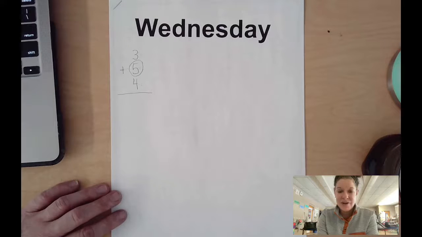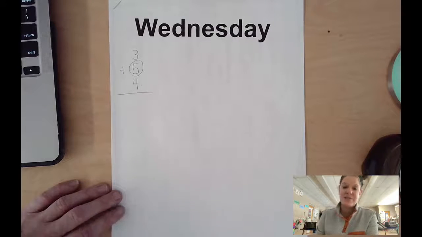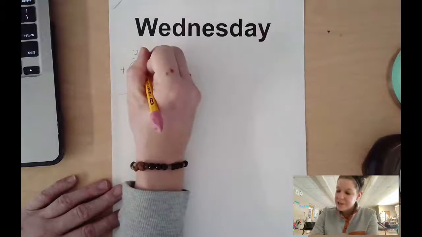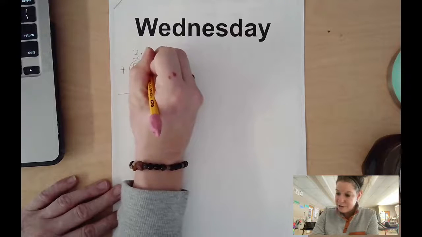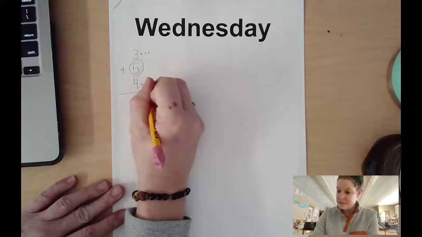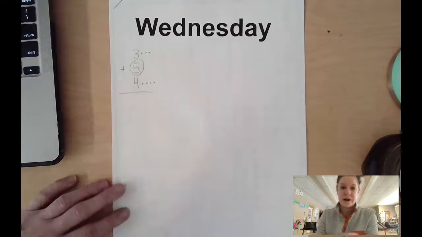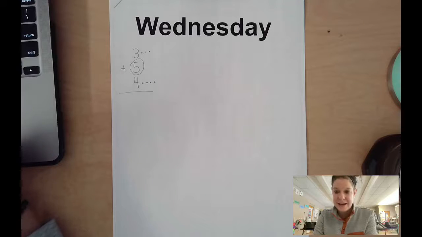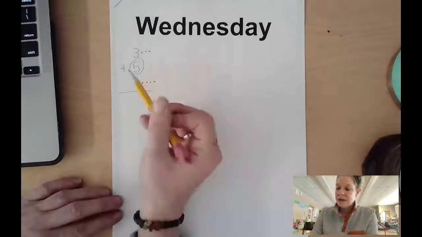Now that we have a 5, we need to count on to add our other two numbers. There's a couple different ways. So let me show you the first way. The first way would be to make 3 small dots near your 3 and 4 small dots near your 4. Can everyone go ahead and do that now? Make sure your dots are big enough that you can count them because they're going to be counting on, okay?